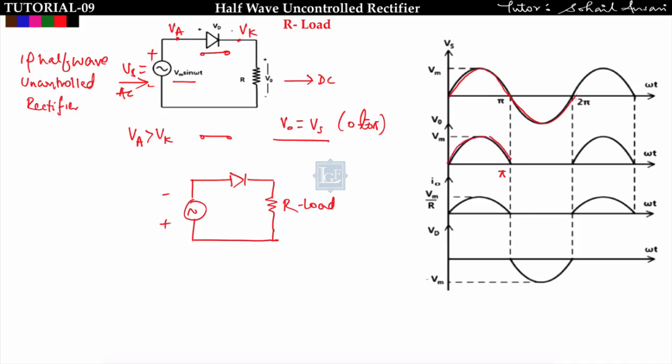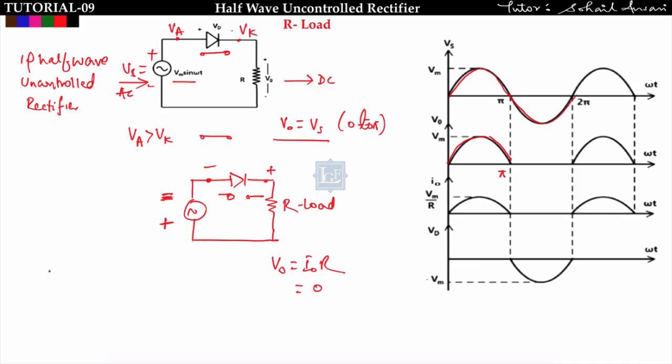Now see, from pi to 2 pi this input supply gets reversed, so it will be something like this, from minus to plus. Now this diode will be reverse biased and open circuited because the anode is negative and the cathode is positive. In this case V0 is equal to I0 into R. Since it is open circuit, I0 will be 0, so V0 will be 0.